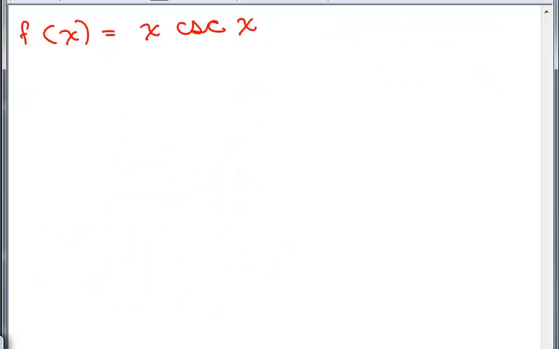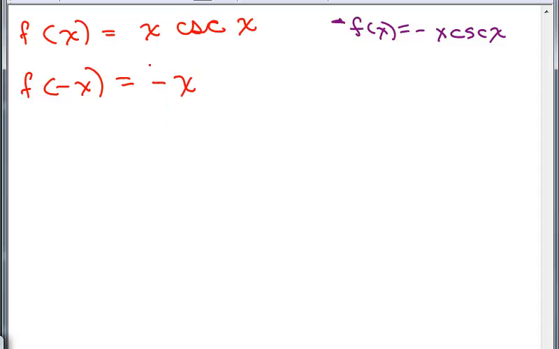All right, and the last one: x cosecant of x. Over on the side, I'm going to write down what negative f of x is. It would have a minus sign in front, minus x cosecant x. So we're now going to compute f of negative x and see if we get the same thing or the opposite, which is negative f of x. So I'm plugging in negative x where x is: a negative x in place of that x, times the cosecant of negative x.